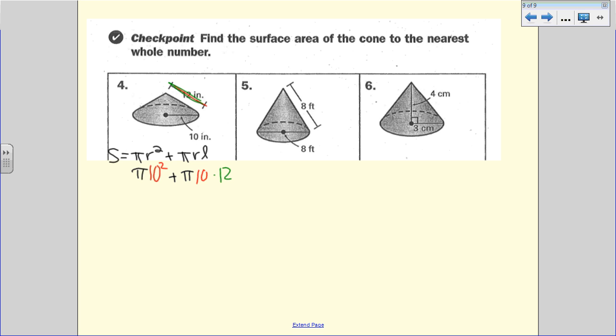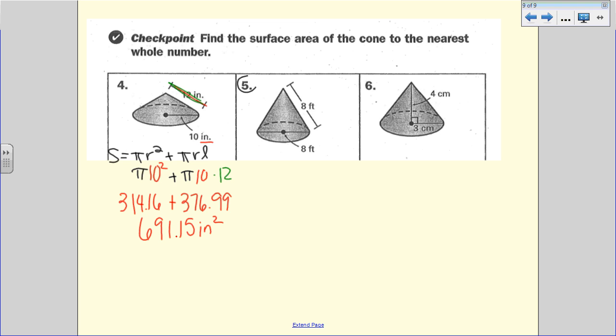Alright, let's take a look at pi times 10 squared is where we're at, which is 314.16, and then we're going to do pi times 10 times 12 for that pi times radius times slant height, which is 376.99. When we take 314.16 plus 376.99, we get 691.15, and we're going to use inches squared.